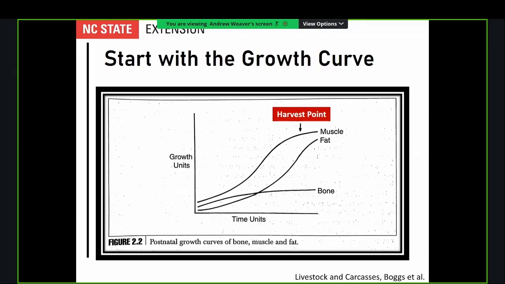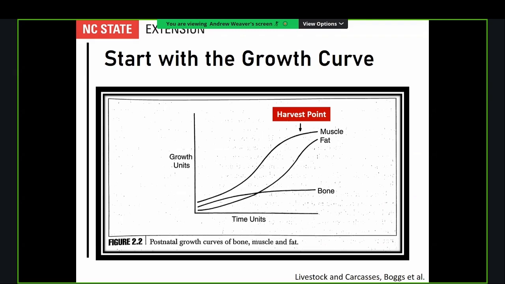And so we think about an ideal harvest endpoint. Remember the fact we consume muscle. Muscle turns to meat. Muscle is actually the product that we are consuming. And so as muscle starts to plateau, fat is increasing, but hasn't gotten to an excessive point at that period of time. And so that is really the ideal harvest endpoint when we think about market animal development.